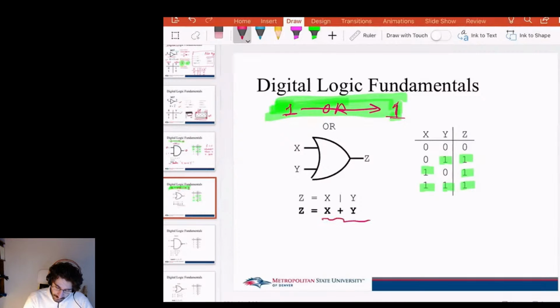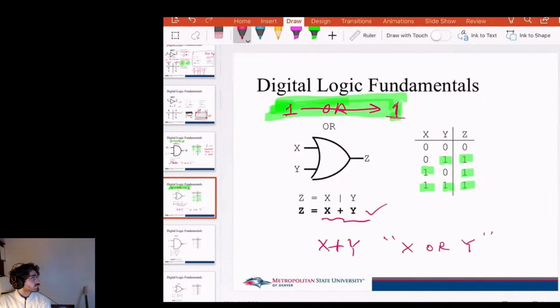or x vertical bar y. This way, the x plus y is used more often. And of course, it's wrong to read it as x plus y. We should really read it as x or y. So the logic of Z is x or y. And as long as you got a 1 inside of the input list, then the output should be 1.